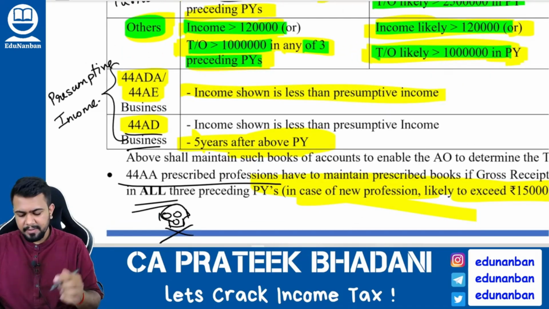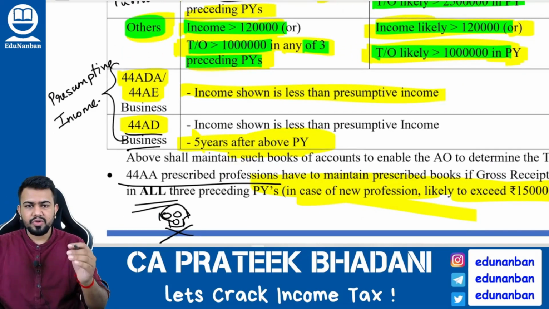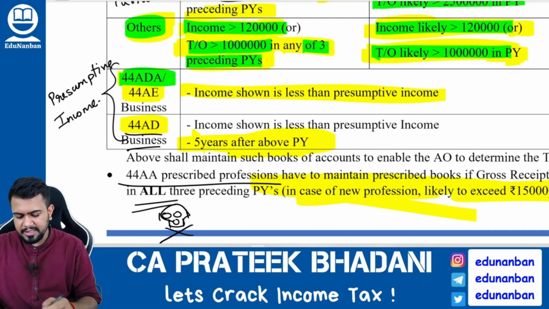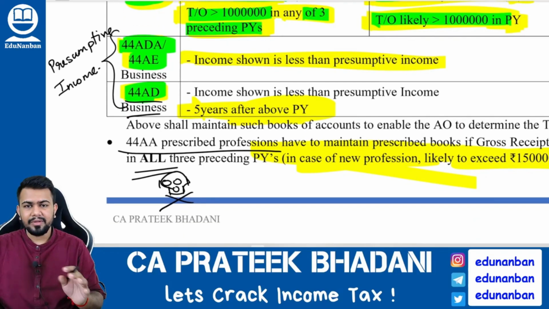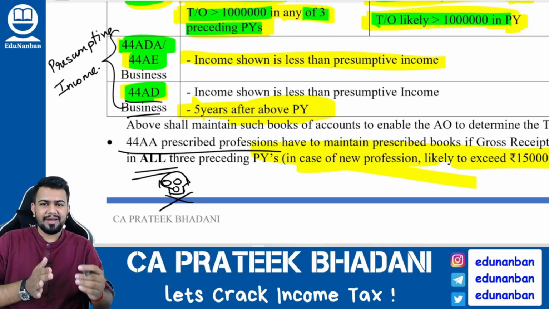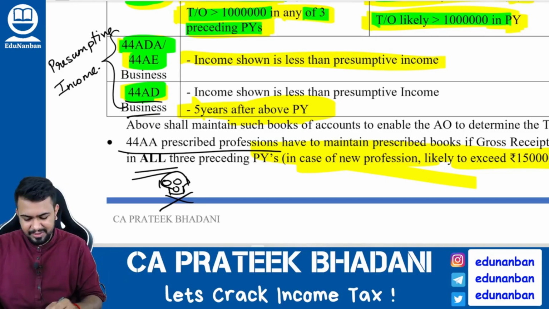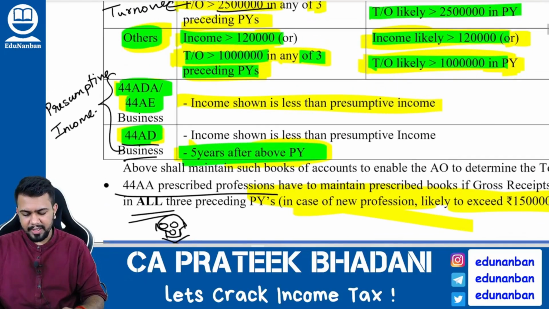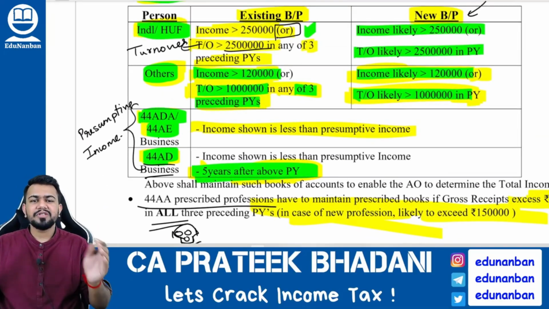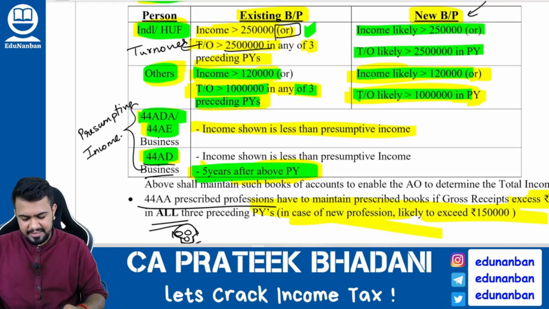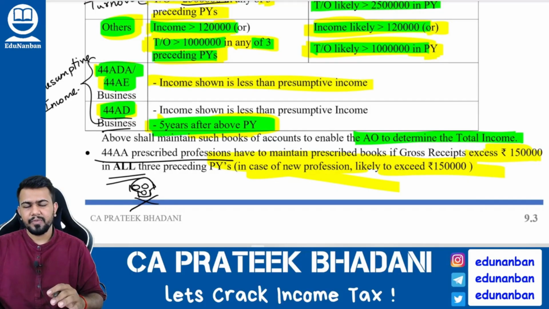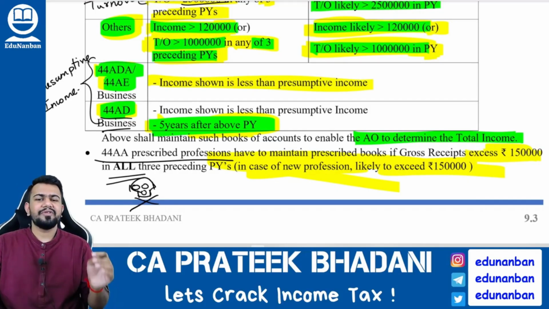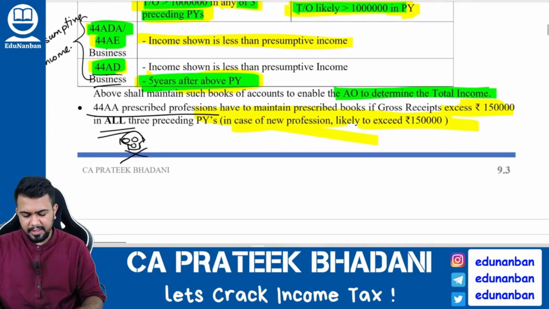Next, if a person has violated or is showing less than the presumptive income under section 44ADA, section 44AE or section 44AD, then also they have to compulsorily maintain books of accounts. And not only that, if a person has come out of 44AD, then for the next 5 years also he has to compulsorily maintain books of accounts. Okay, now comes the question, what books of accounts should be maintained by the assessee? Answer is such books of accounts which will enable the assessing officer to determine the total income.